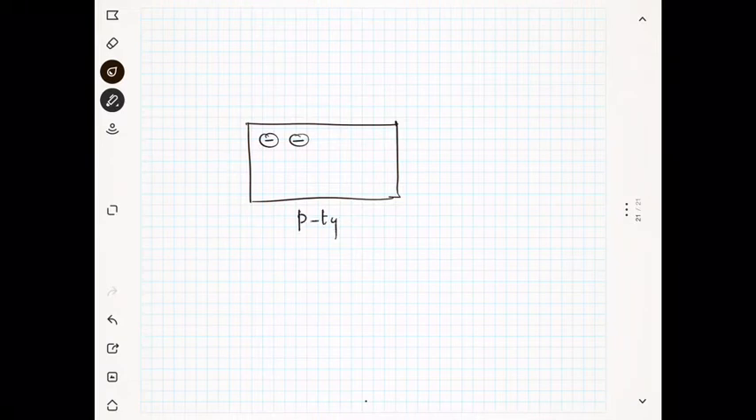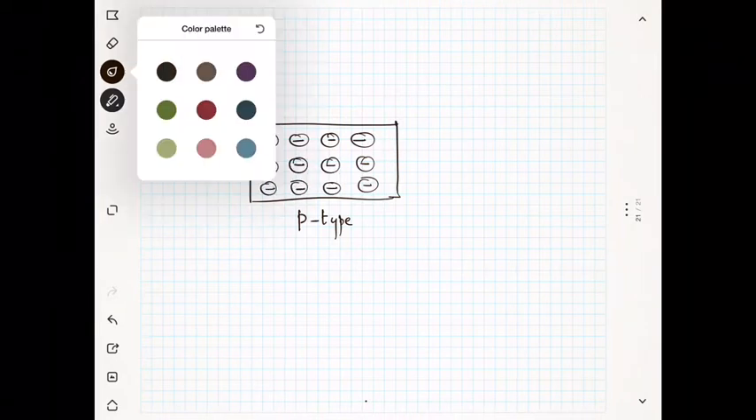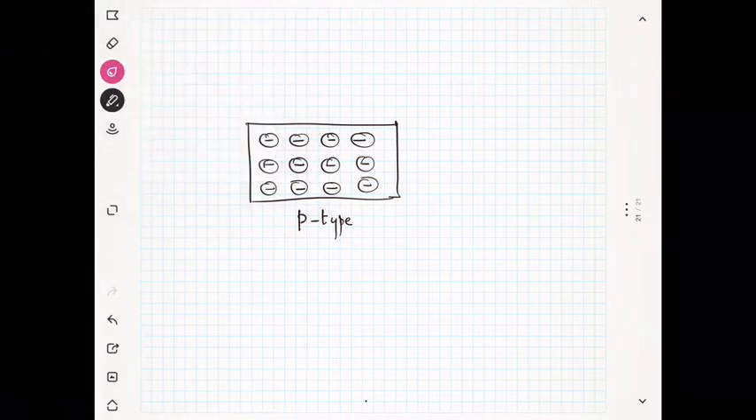In p-type semiconductor you have negative ions, and you know that these ions can't move. These are all negative ions and these can't move, and it has the positive holes. The positive holes are like the chair, kursi, that means the electrons can come and sit there. So these are all positive holes.